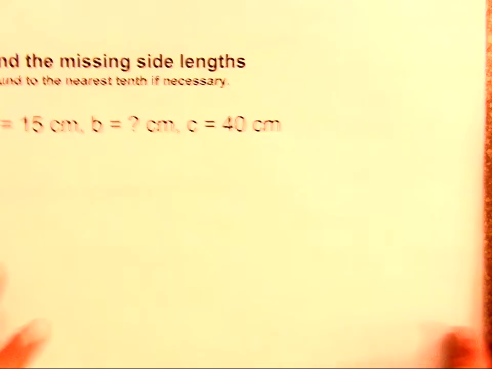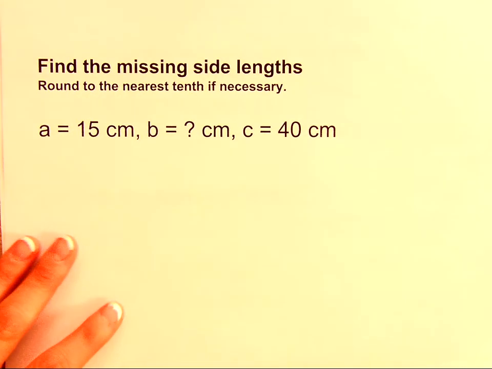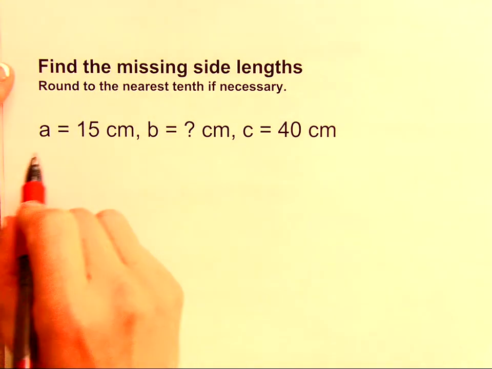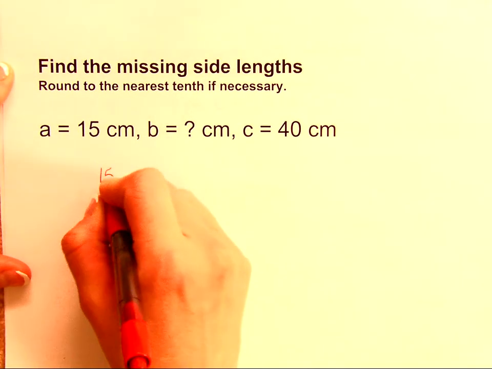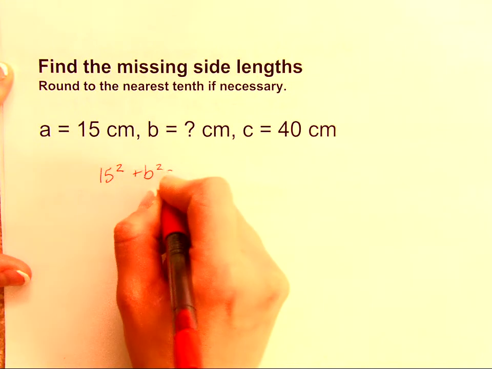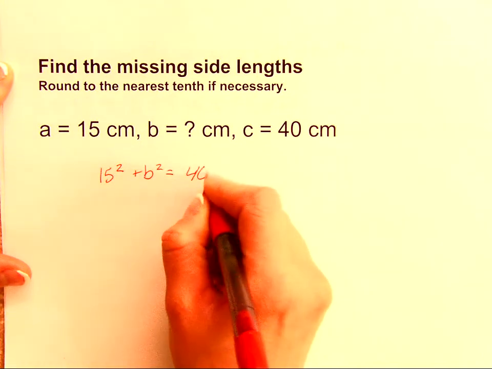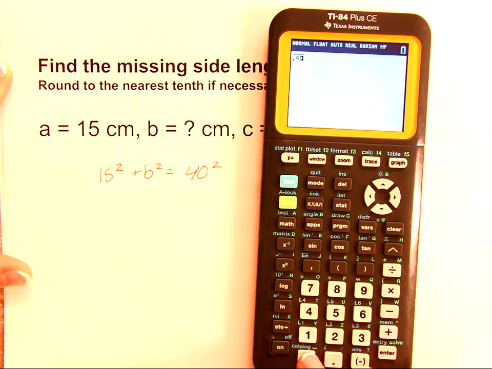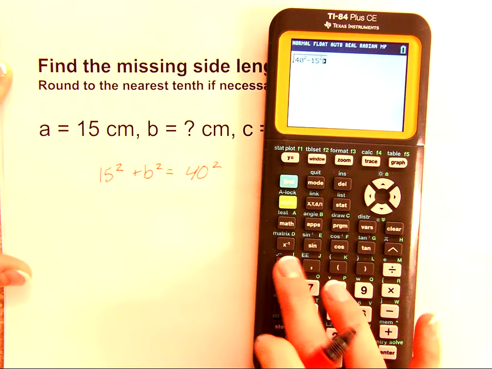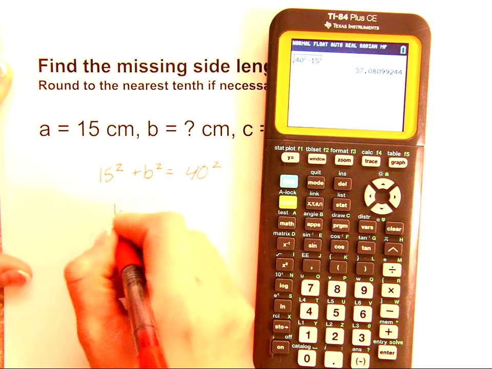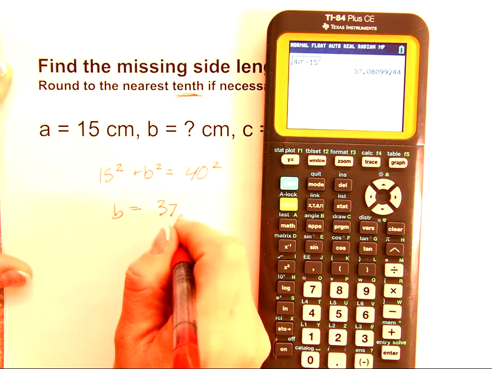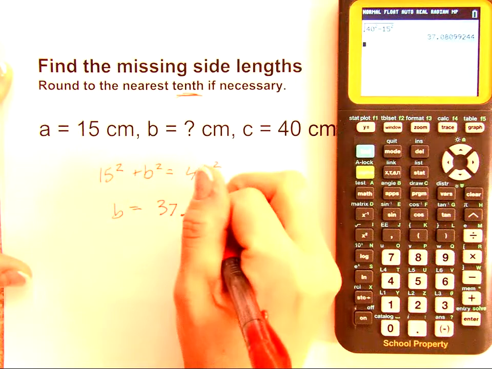Okay, so now we're going to look at finding a missing side length again, but taking away that picture. So it's same thing, just plugging it into the formula. 15 squared plus b squared is equal to 40 squared. So I'm going to use the shortcut and take the square root of 40 squared, subtract 15 squared to find that b is 37. I set to the 10th this time, so 0.1 centimeters.